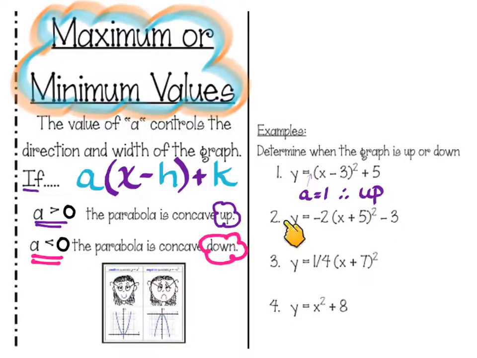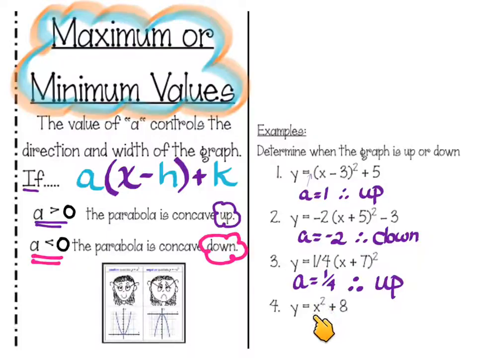In the second question, the value of a is -2, which means it falls into this category. So it's concave down. In the third question, the 1/4, even though it's a fraction, does fall into this category. It is still positive, so it's going to be concave up. And the last one, again, you're looking at that understood 1. It's a positive number, so it's concave up.